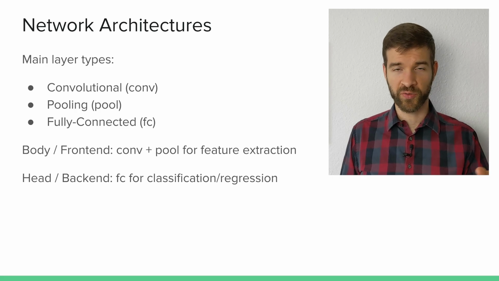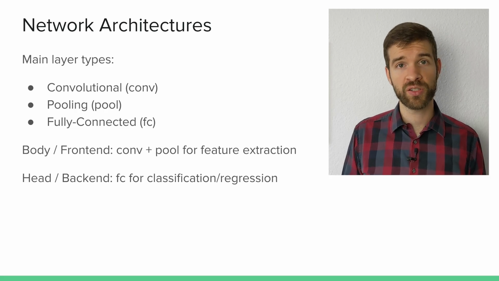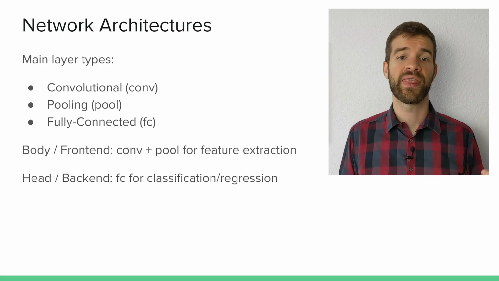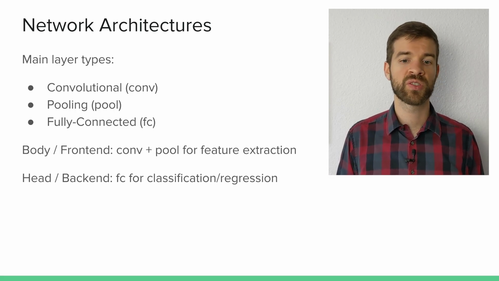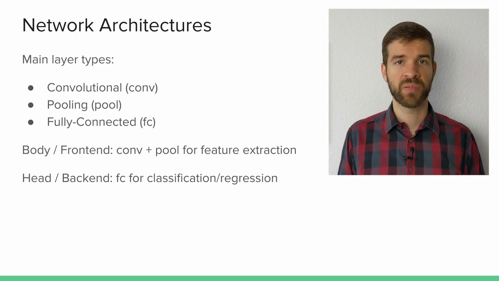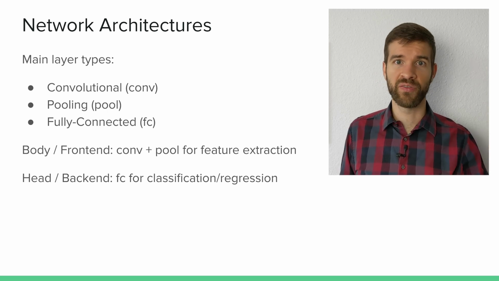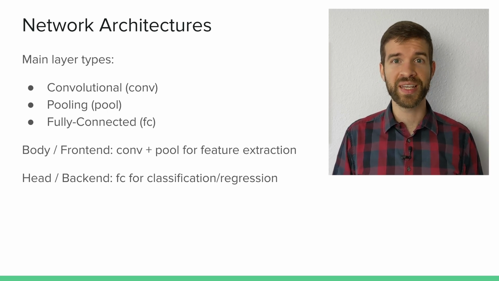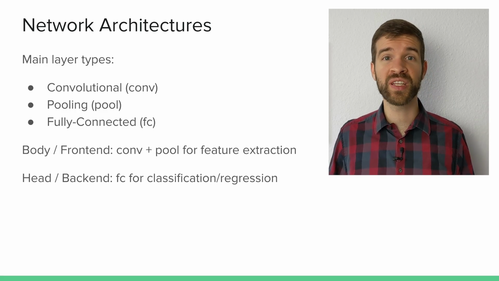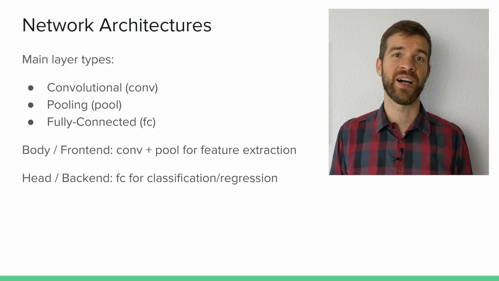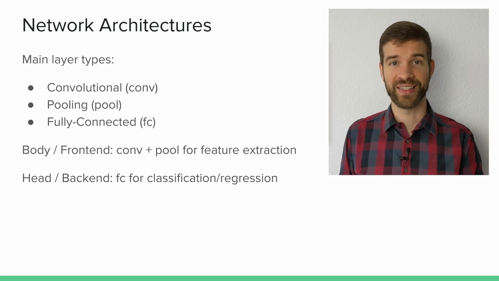So in the body, the front end where we try to extract features, we typically only use convolutional and pooling layers to extract these features. And then at the back end, or the head of the network, we most of the time use a fully connected layer for classification or regression. Why a fully connected layer? Because the last layer of our feature extraction will be a set of features. So if we extract 100 features, we would like to use all of these 100 features to produce our final output. That's why it makes sense to use a fully connected layer in a neural network, but only at the end.